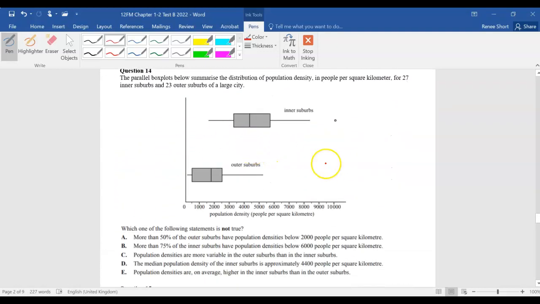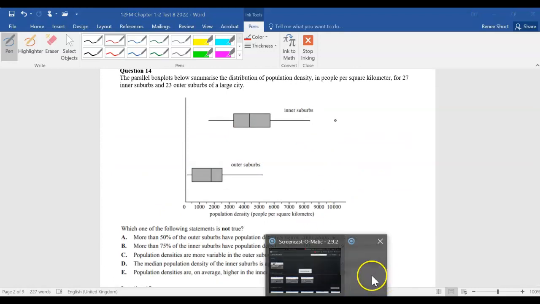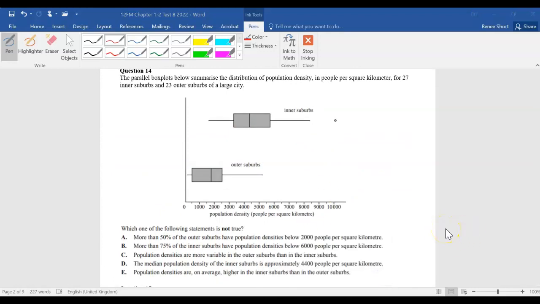Question 14 here, it's got parallel box plots below summarise the distribution of population density in people per square kilometre for 27 inner suburbs and 23 outer suburbs of a large city, and it wants to know which of the following statements is not true. So we do need to work through each statement here. First of all, A, more than 50% of the outer suburbs have population densities below 2,000 people per square kilometre.